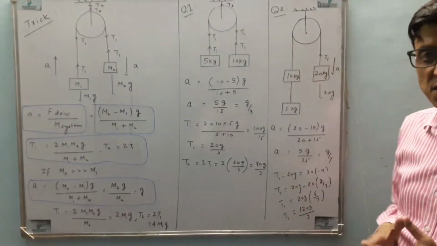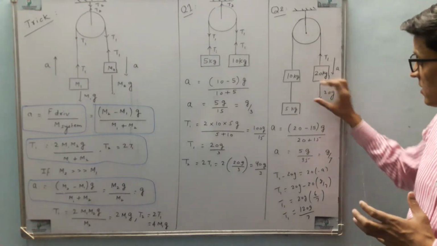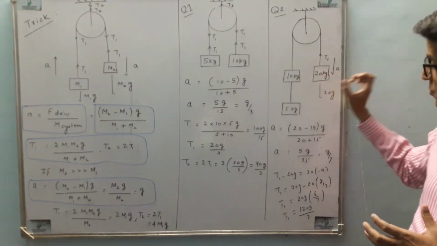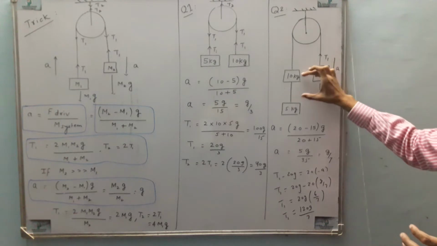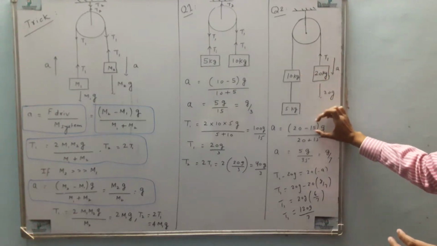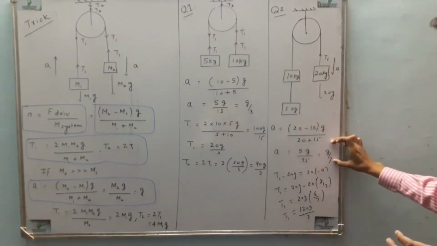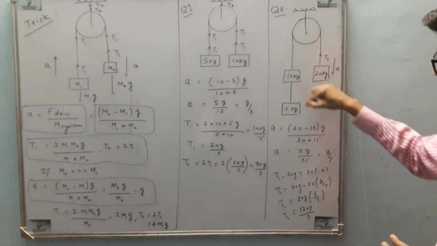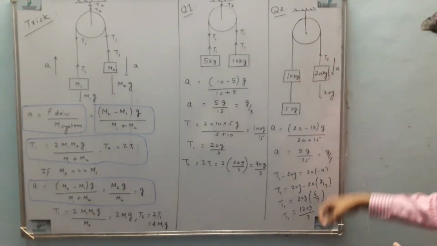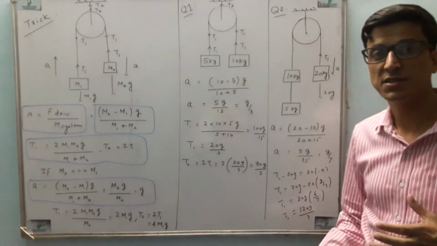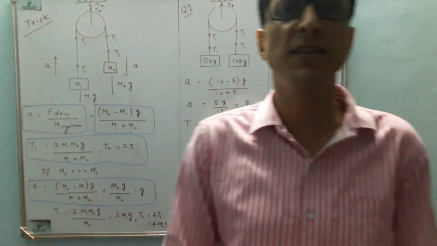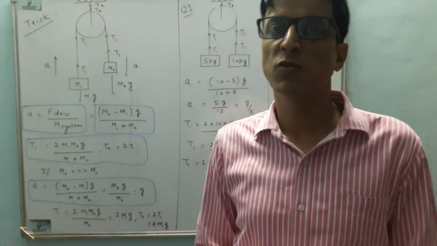Now let's suppose that I replace one mass by two masses. So nothing changes, except that the total mass will be added now. So acceleration will be (20 minus 10 plus 5, which is 15)g divided by (20 plus 15), which is g by 7. If you apply Newton's second law on this 20 kg block, then we have tension as 120g by 7. So I hope by this method you can solve your questions quickly.